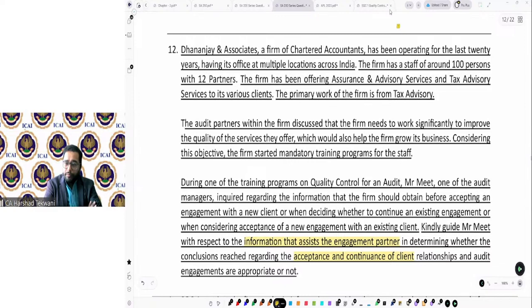Come on, quickly. We have already discussed this in our SQC 1. I'm telling you, SQC 1, SA 220 both. Because I have specifically said it's a quality control for an audit. You have a direct hint given in the question itself. Anyone?